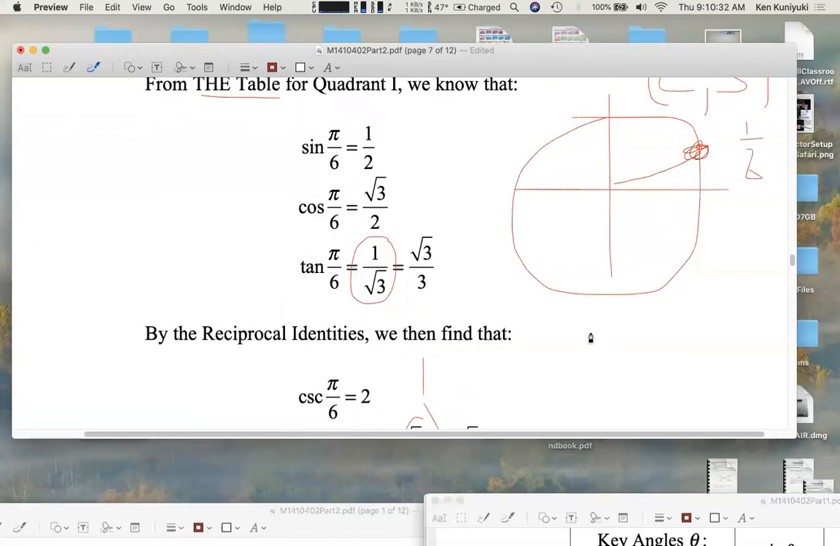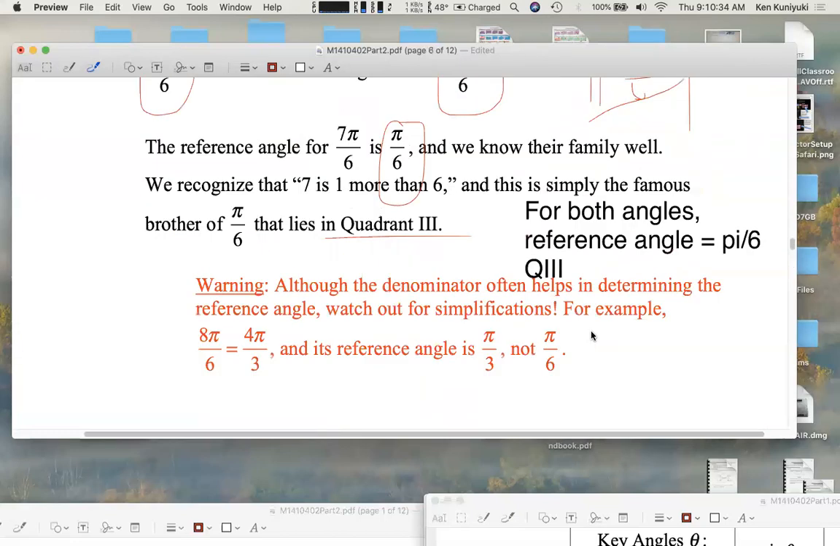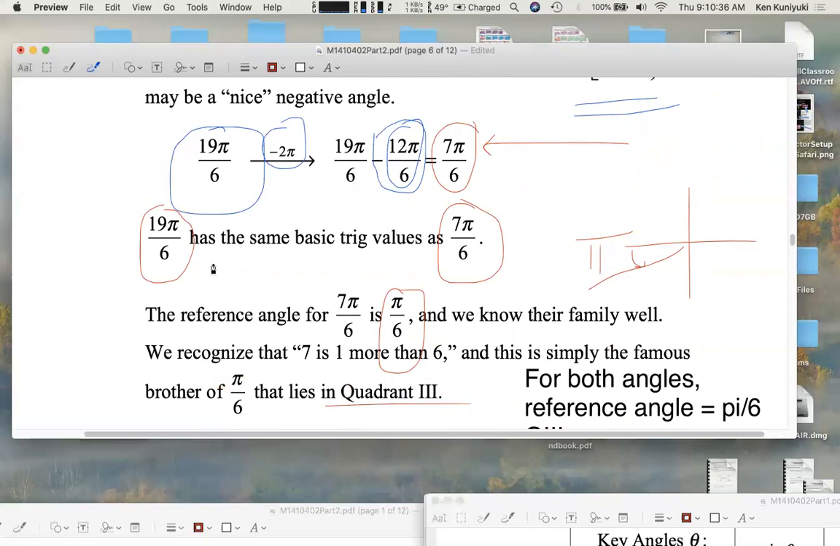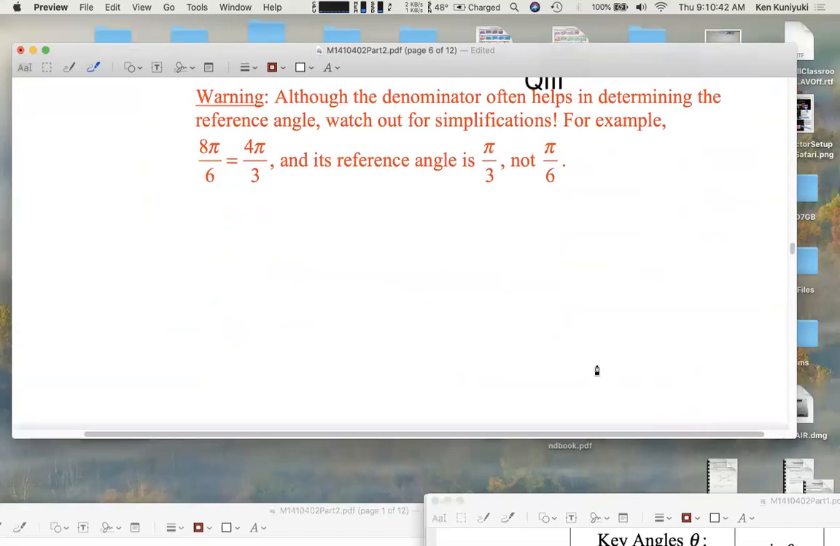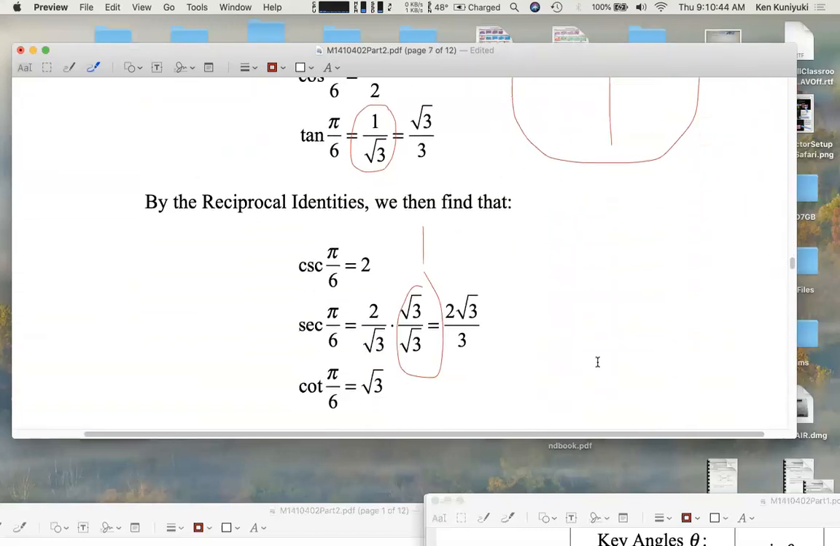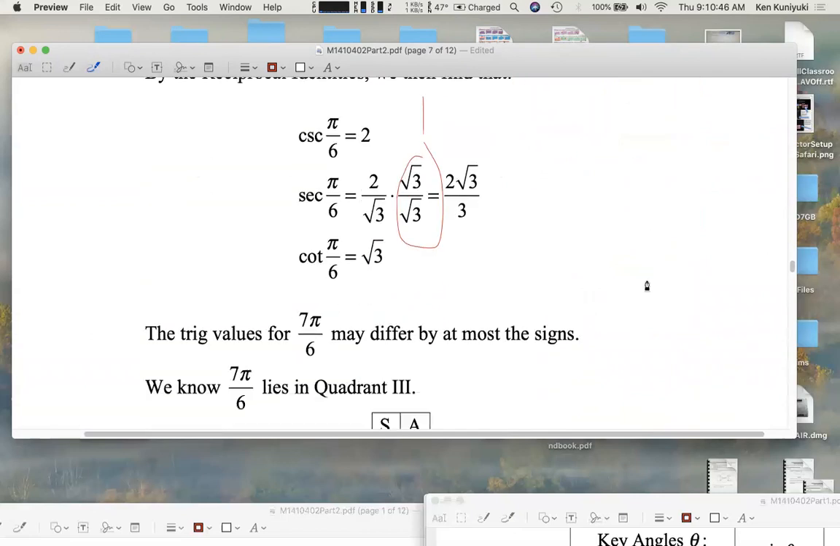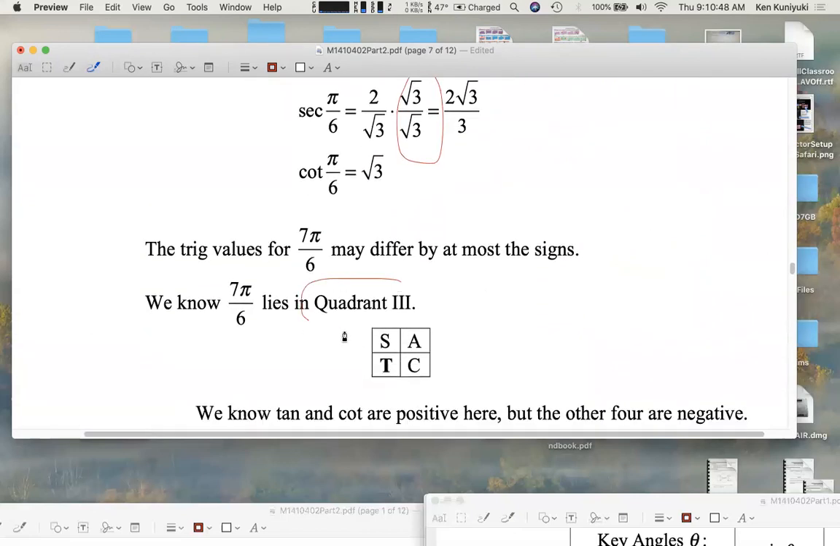And guess what? To get the data sheet for either 7 pi over 6 or 19 pi over 6, they have the same data. You just have to worry about the quadrant. It's now quadrant 3. All right. So what's the deal here? We're in quadrant 3.